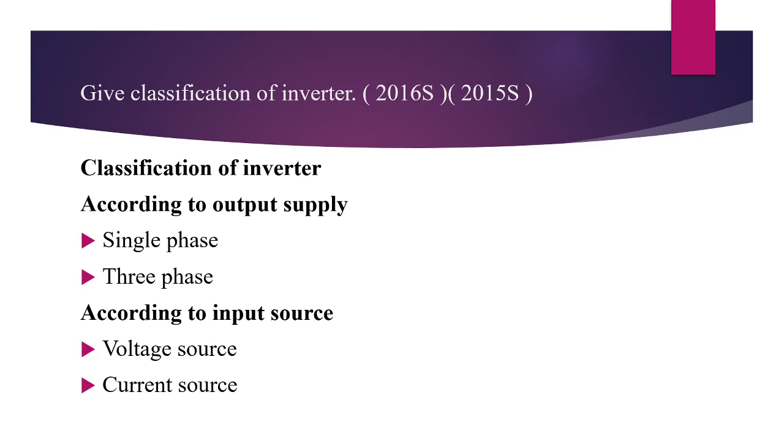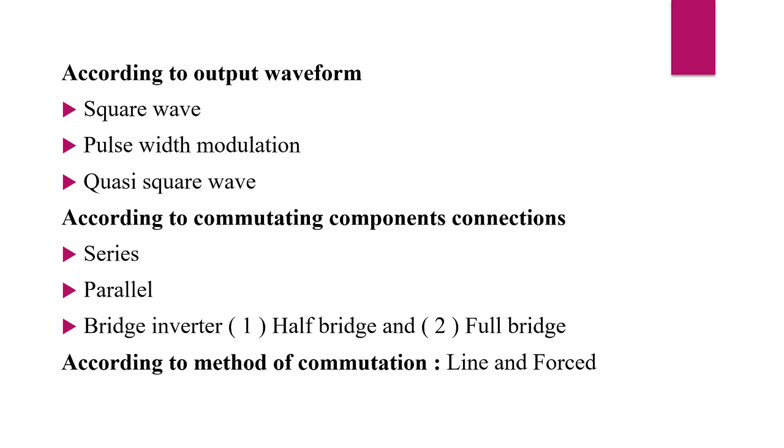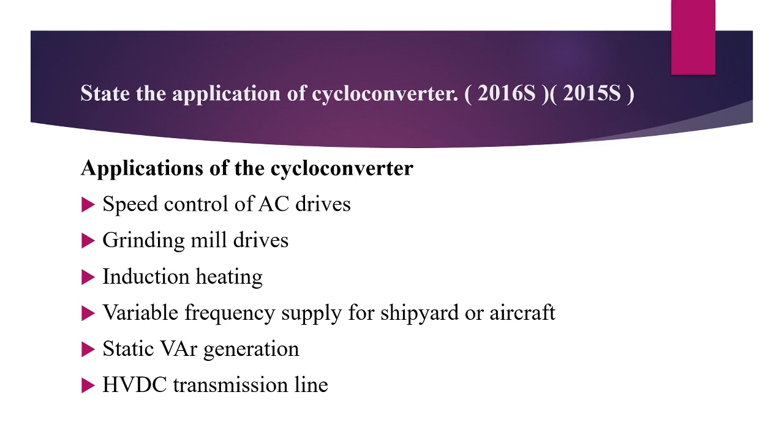Next question: give classification of inverter. According to output voltage: single phase or three phase. Another is voltage source or current source. According to output waveform: square wave, pulse width modulation or quasi square wave. According to commutating component connection: series, parallel, bridge inverter. In bridge inverter there are two types, half bridge and full bridge. According to method of commutation: line commutation and forced commutation.